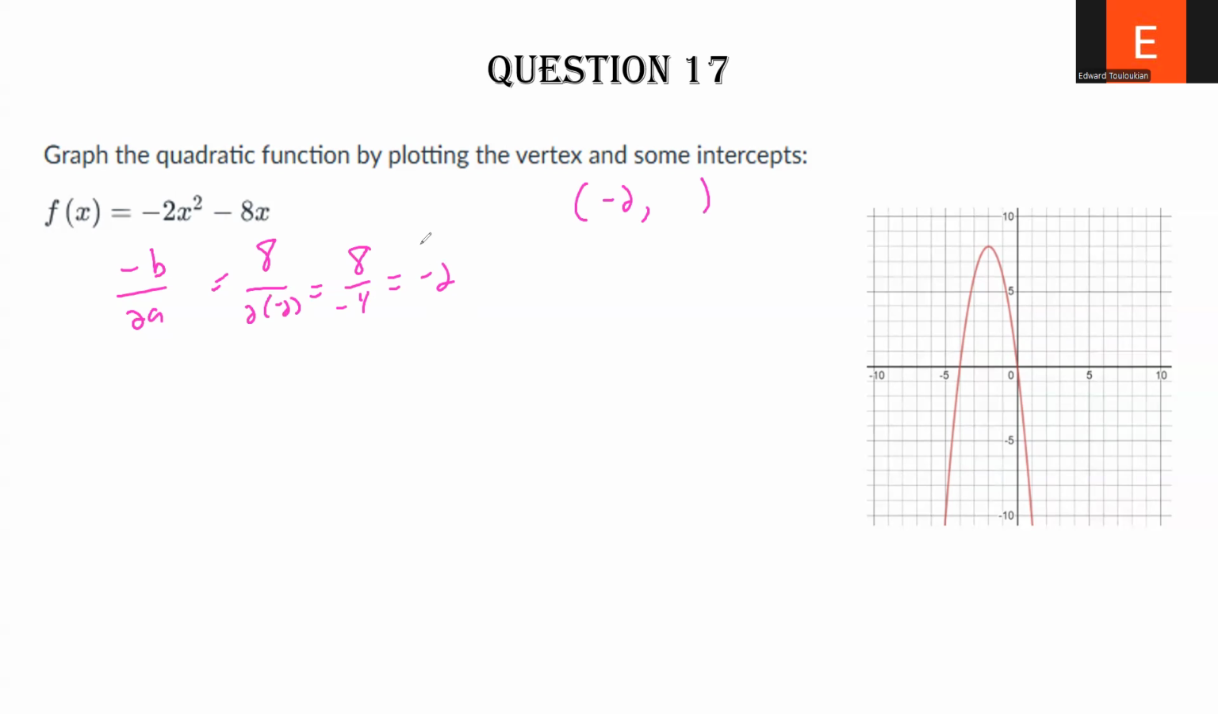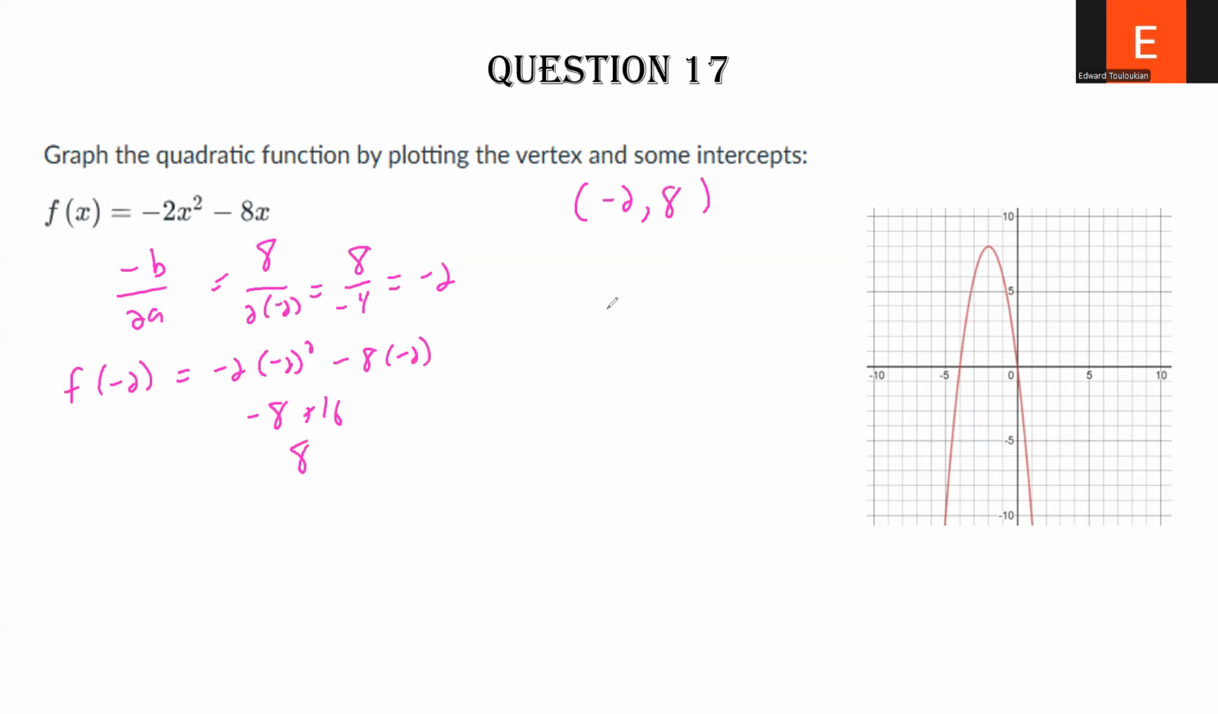Well, take that negative 2 now and plug it in for x. Let's find f of negative 2. That's negative 2 times negative 2 squared minus 8 times negative 2. So let's see, that's 4 times negative 2, which is negative 8. Negative 8 times negative 2 is 16, and that's positive 8.